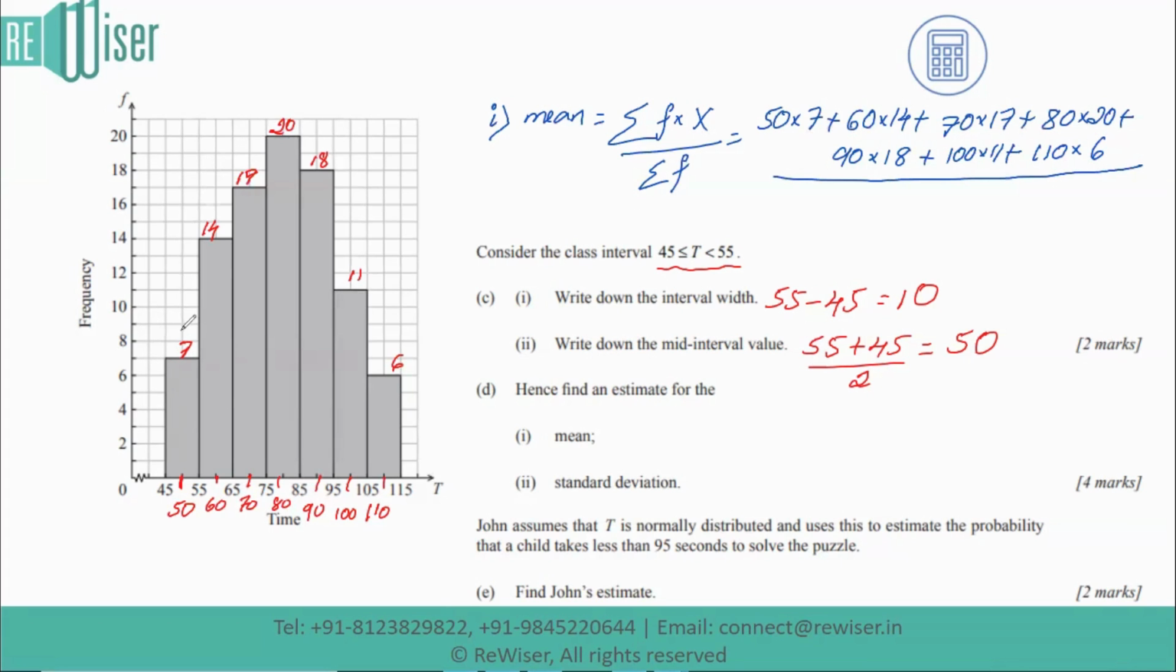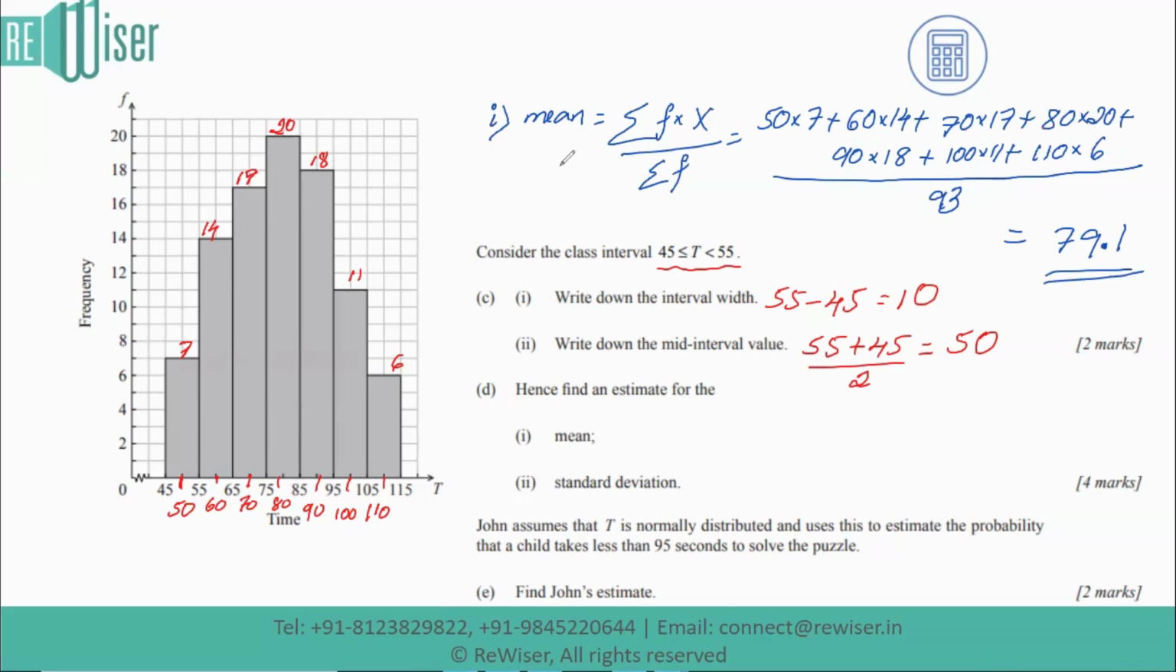So sum of frequency means it's 7 plus 14 plus 17 plus 20, basically the number of children. In this case, the number of children is given as 93. And when you simplify this, you will be getting the answer something closer to 79.1. So this is the right answer for this sum.